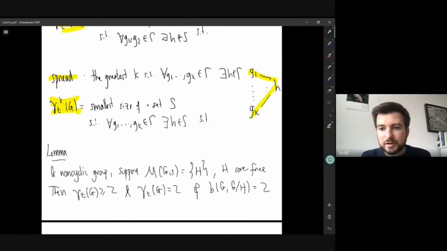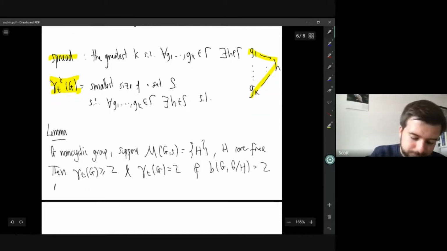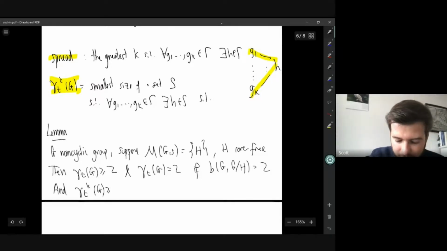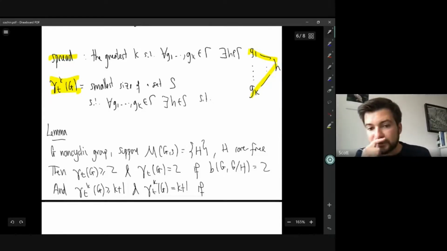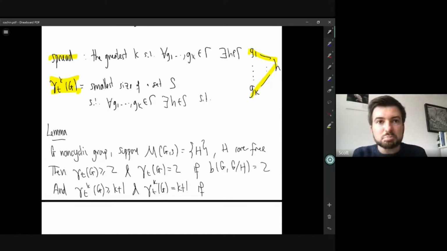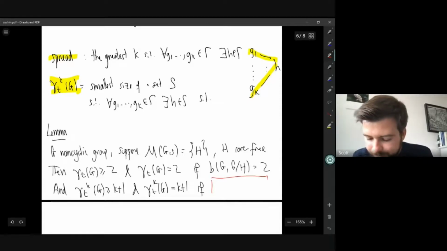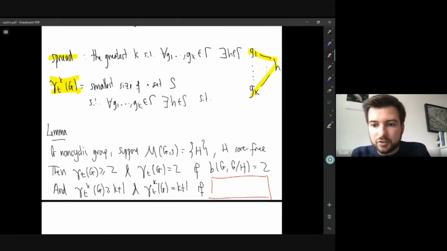I'm now going to say something for the kth domination number. Moreover, the kth domination number is at least k plus 1, and it is k plus 1 if, and I want to fill in this blank. So in the last couple of minutes of this talk, I'm going to fill in that blank. What is the base size information that needs to go there in order to complete the sentence?